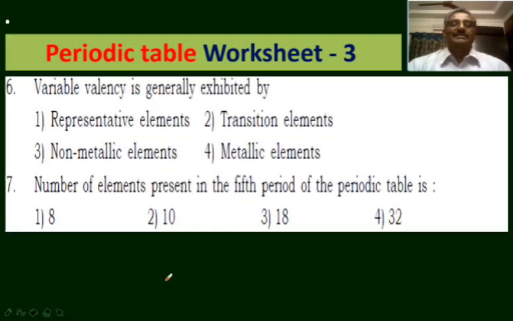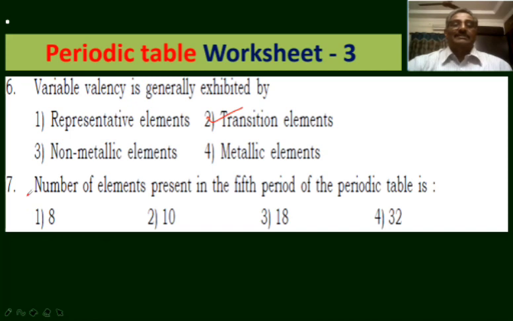Next, sixth question. Variable valence is generally exhibited by transition elements. Because of the involvement of the d orbitals of inner shells, transition elements exhibit the variable valences. Some p-block elements also exhibit variable valences. You will learn those later.